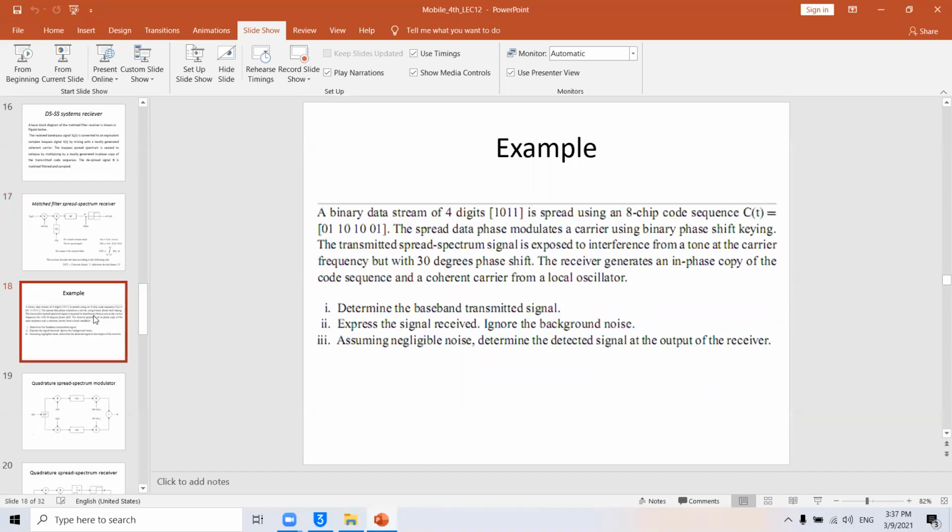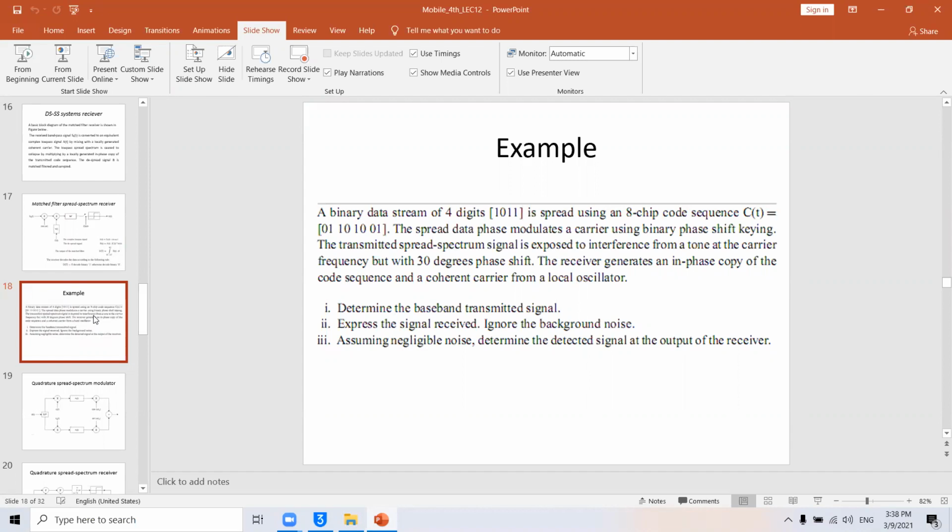Now, here we have an example. This is a very interesting example. I'm going to solve it to show you how we perform the spreading operation. A binary data stream of 4 digits, which is 1011, is spread using a chip code c of t. Now, c of t is given here: 0, 1, 1, 0, 1, 0, 0, 1. That is 8 chips, so it's 8 bits.